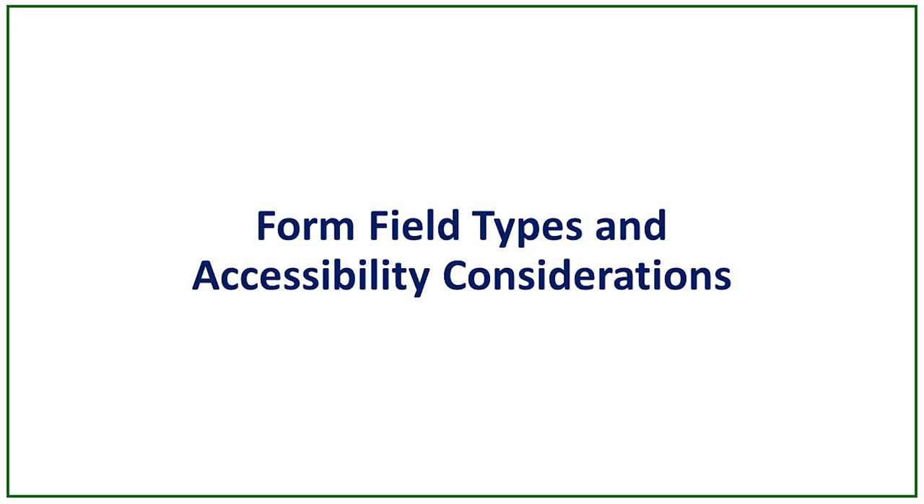Form field types and accessibility considerations. Let's review a list of relevant form field types and their accessibility considerations. Text field allows users to input text such as names or addresses. Ensure each field has a visible label and a concise tooltip. Use readable fonts and a minimum text size of 11 points.